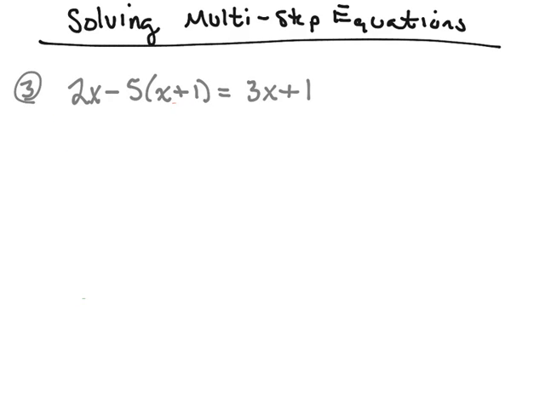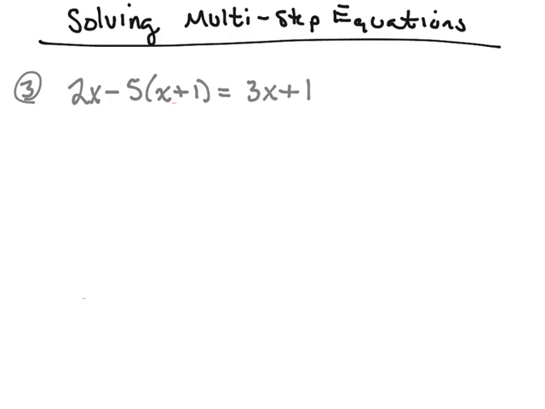Alright, so here's our next example. 2x minus 5 times x plus 1 is equal to 3x plus 1. Now notice on this one we have some parentheses. So the first thing we're going to have to do is get rid of those parentheses. And the way we do that is using something called distributive property.